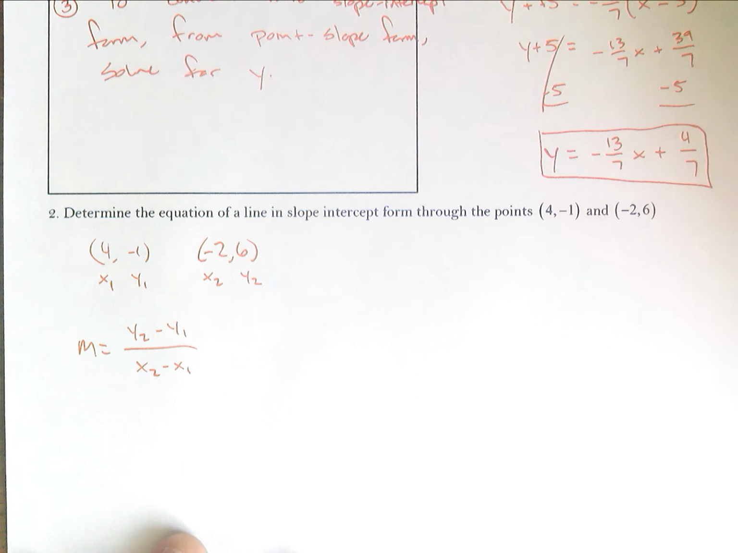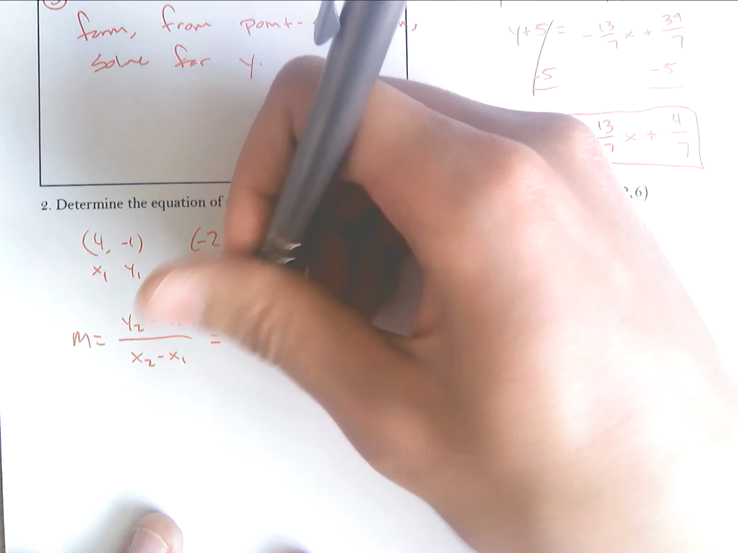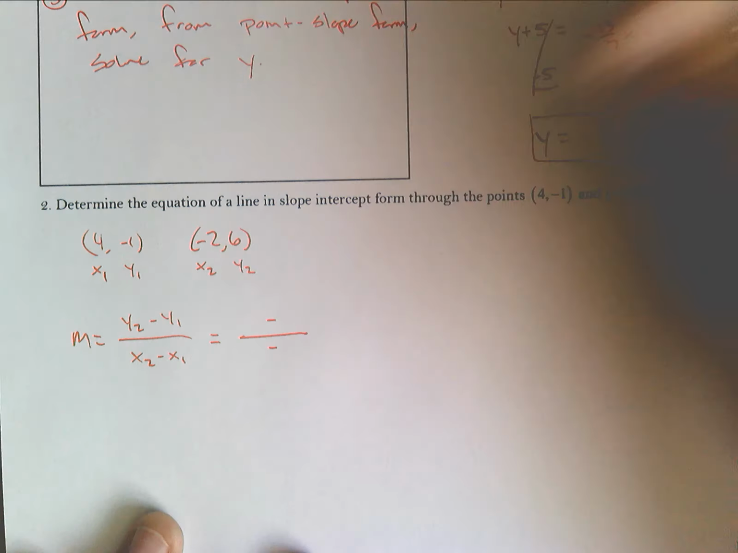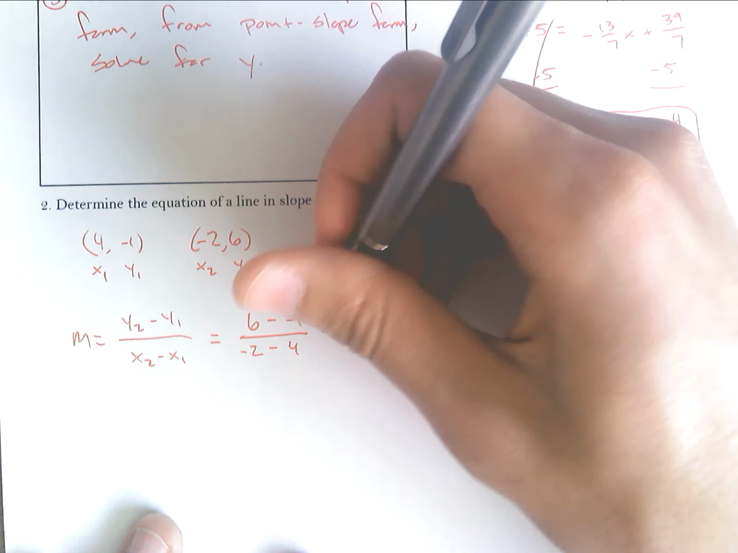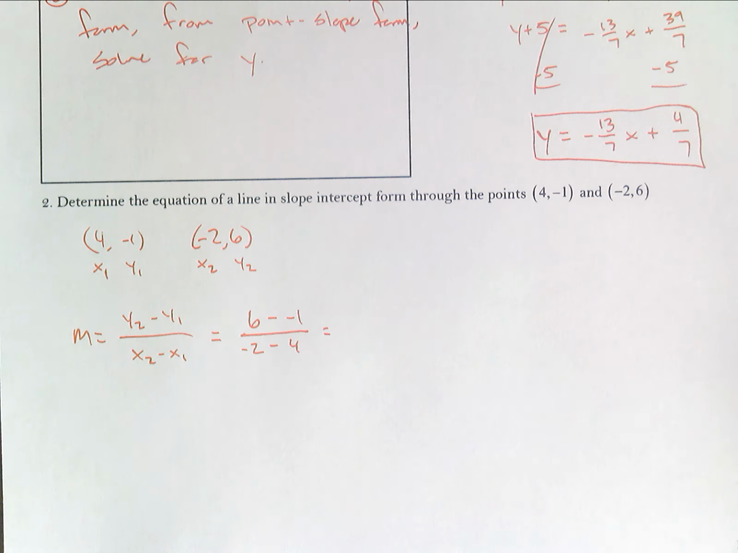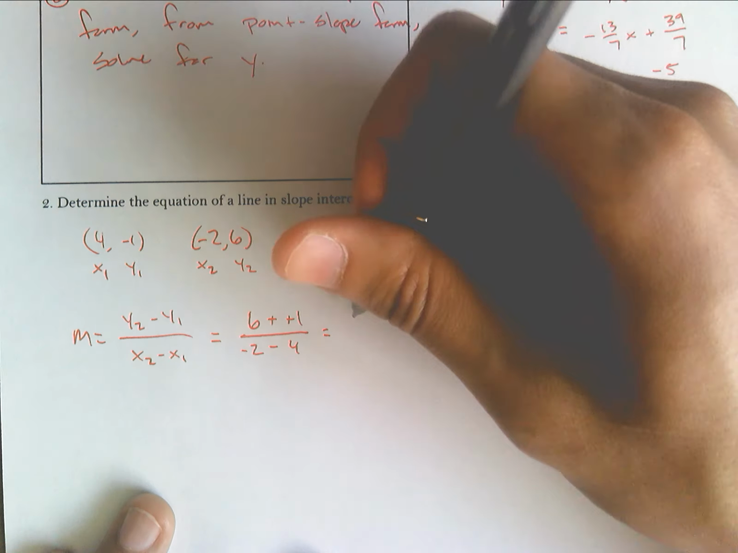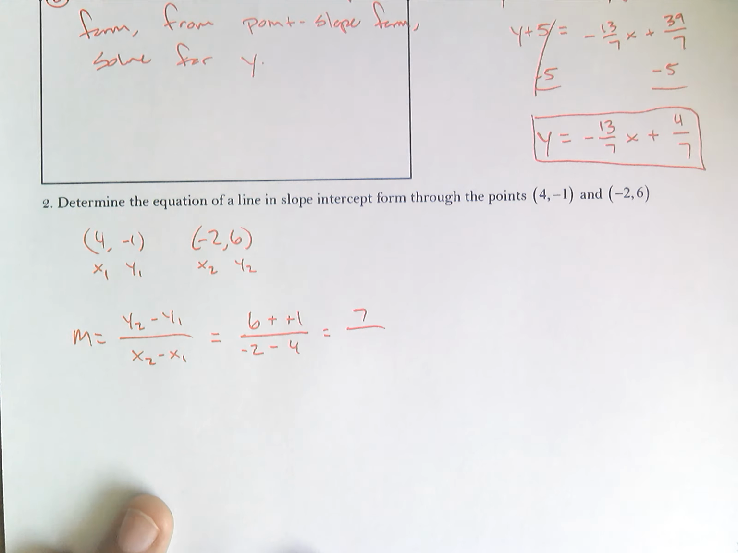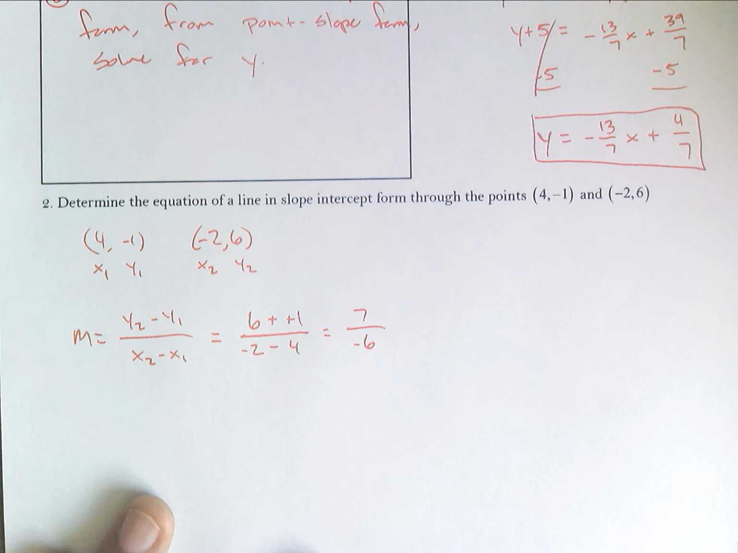And I recommend writing out that formula each time. That way we can keep our terms straight. So we'll draw on our fraction bar and our subtraction, and then we'll just plug it in. So y2 is 6, y1 is negative 1, x2 is negative 2, and x1 is 4. We can evaluate, so we have 6 minus negative 1. We got that double negative again. So 6 plus positive 1 is 7. And then negative 2 minus 4 is negative 6. So our slope is negative 7/6.